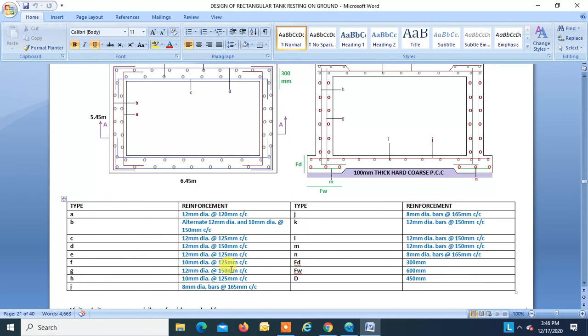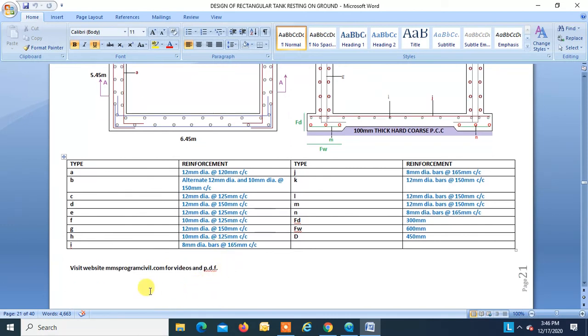I hope you must have found this video useful. We will see the approximate design of a rectangular tank by the approximate method in our part 2.